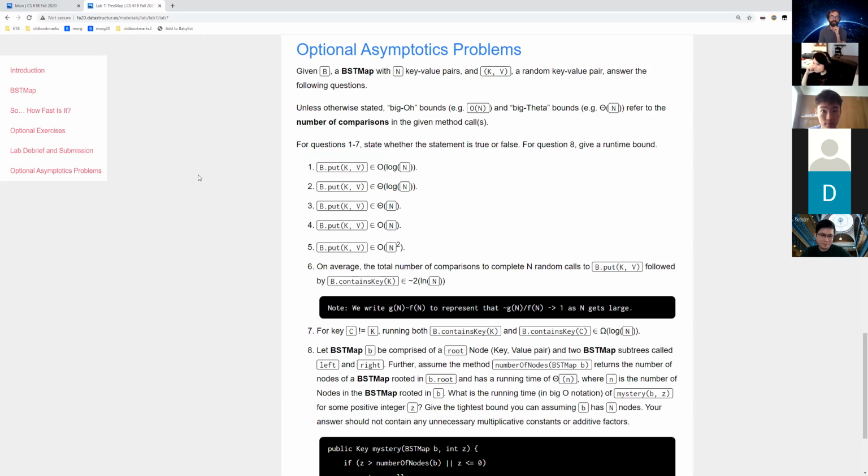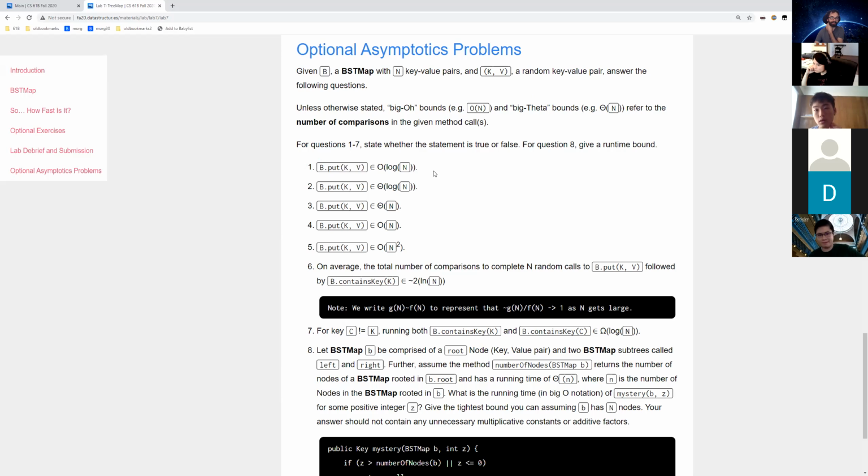You're having a BST map, and it's not necessarily balanced. You have n items, and we want to know if put is big O of log n. Yeah, that's false because it could be spindly. Yeah, exactly. Great. So it could be spindly.